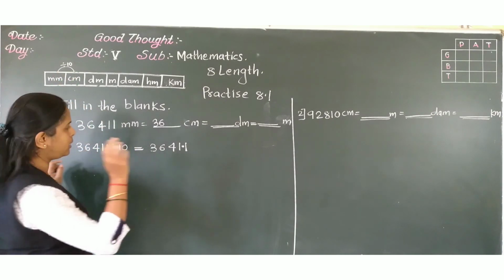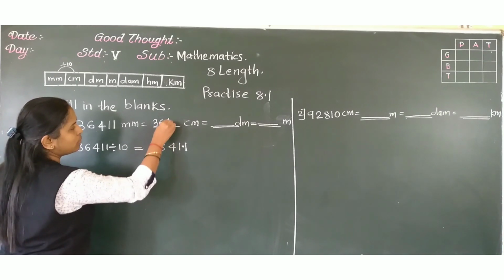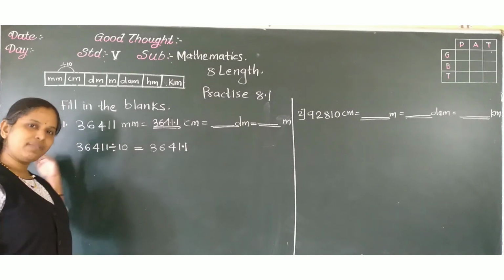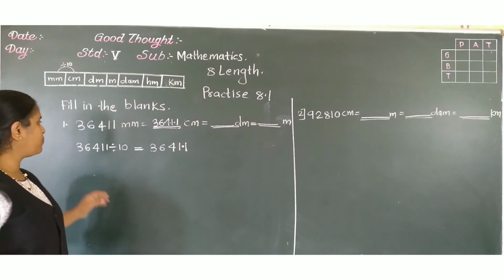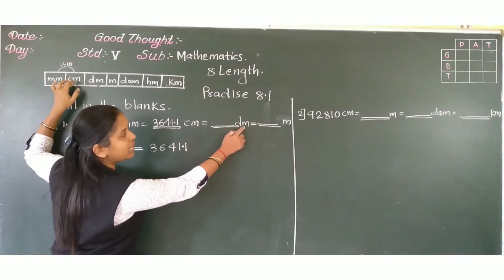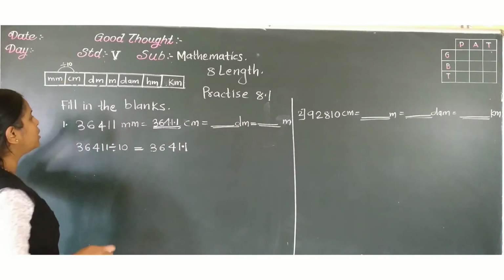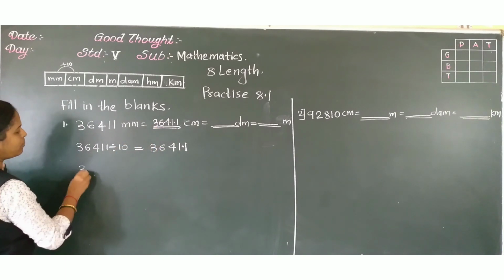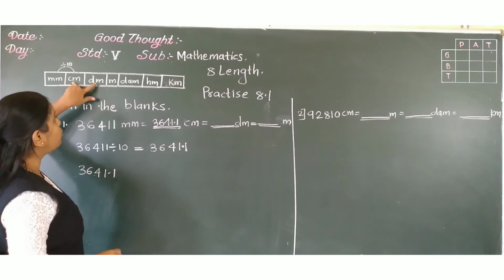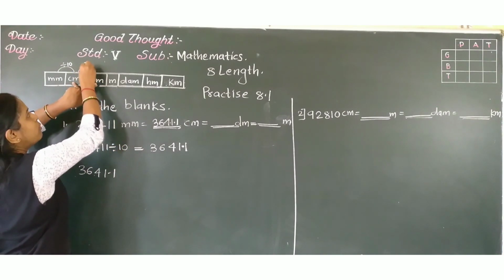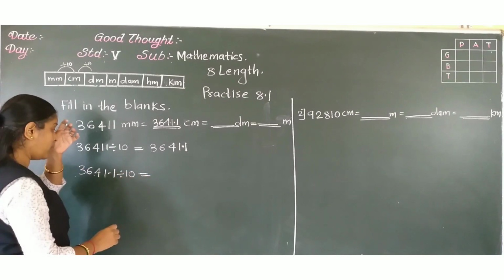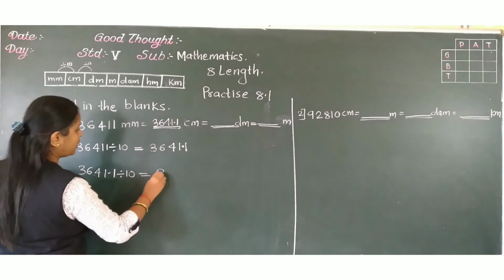To convert millimeter into centimeter we divide by 10, so the answer is this. We have just shifted the decimal to the left side by 1 place. Now we have to convert centimeter to decimeter, dm. That means 3641.1 centimeter to decimeter. Again, what do we do? Divide by 10.